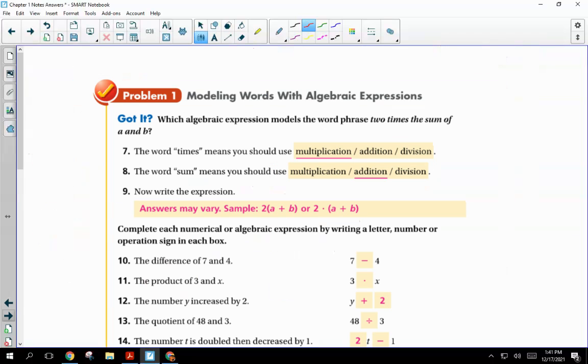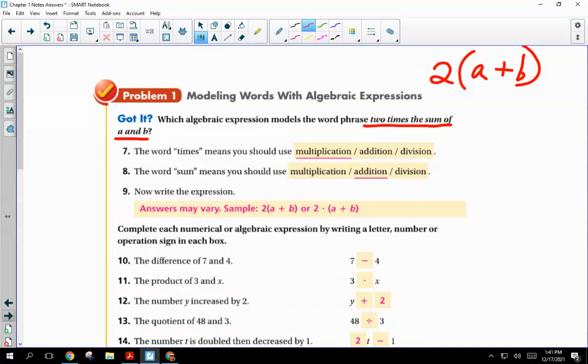Got it. Problem 1, modeling words with algebraic expression. Which algebraic expression models the word phrase 2 times the sum of A and B? So let's think about that. 2 times the sum. 2 times, we always use parentheses. The sum is addition of A and B. That's how I would write that right away when I saw it.